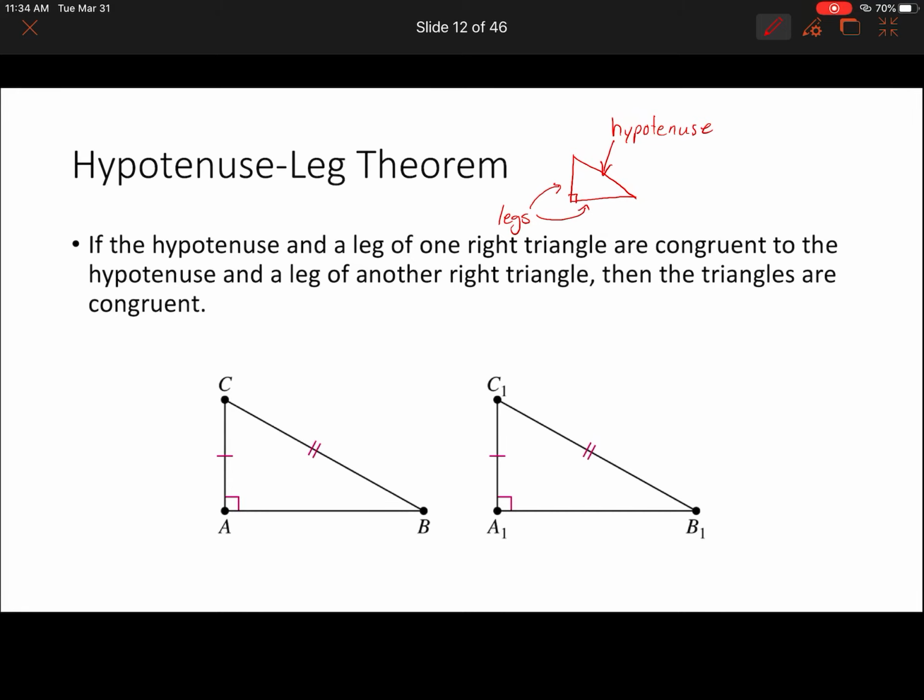And so hypotenuse leg is a theorem that we may use. We could use the side-side-side theorem. We could use the side angle side theorem. And there are some others that we'll add to the list as we go, but those are the ones we've seen so far.